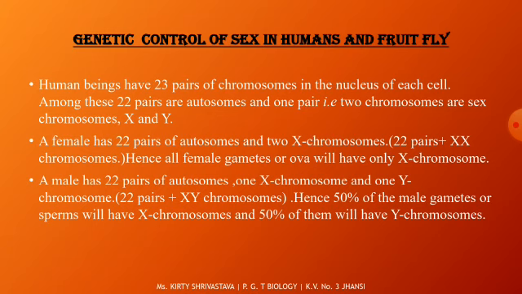In fruit fly also, males are heterogametic, that is, they possess X and Y chromosomes besides autosomes, and females are homogametic and possess one pair of X chromosomes besides autosomes.